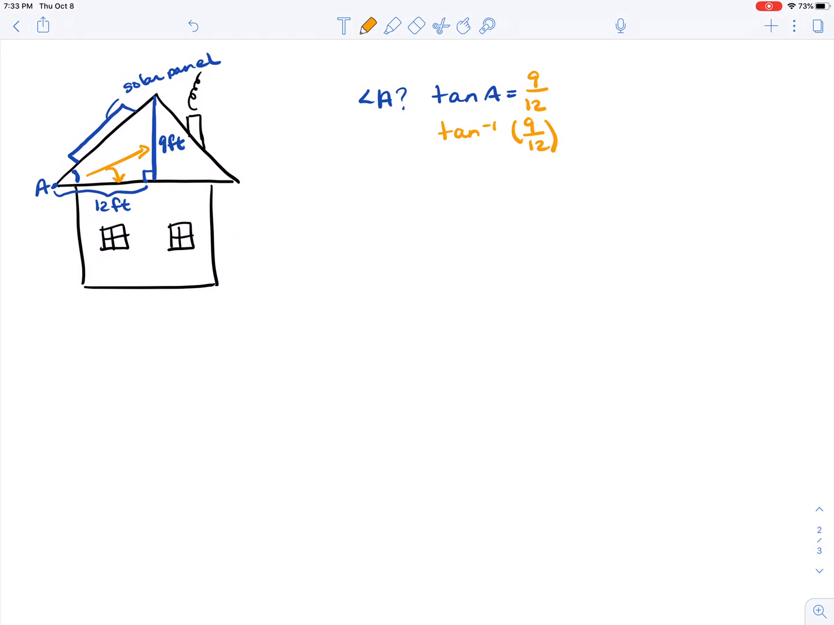If you put that in, remember, second function tangent for your inverse tangent, 9 divided by 12, you should get 36.8. Now I'm going to round it to just a tenth of a decimal. Whoops, 36.9. Let me write that a little bit neater. 36.9. That's better.